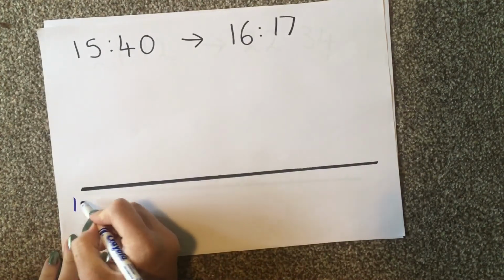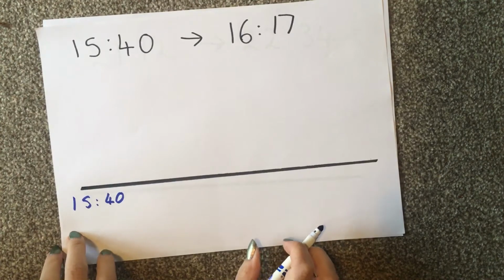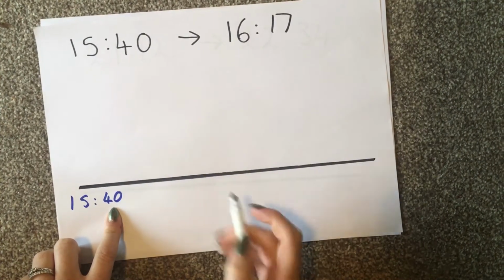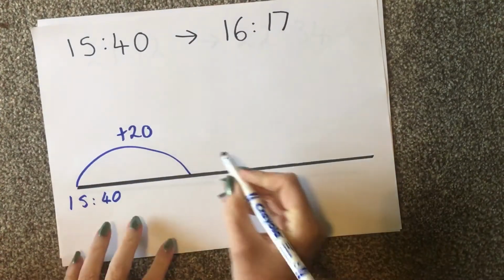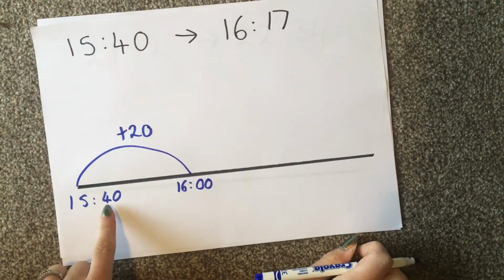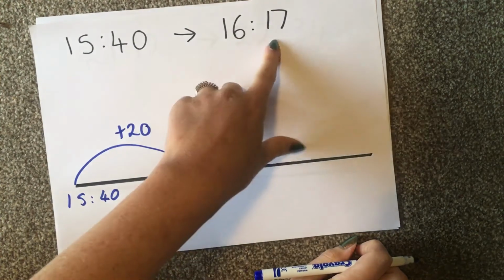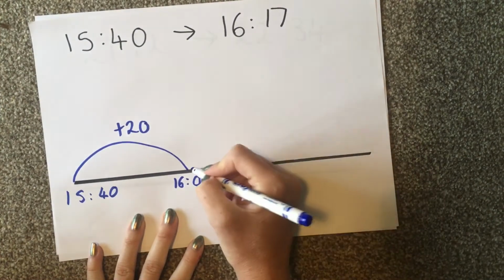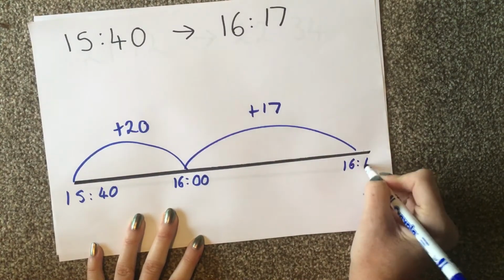Let's look at another example. If I'm starting at 15:40 and I want to get to 16:17, I'm thinking to myself, right, 15:40, that would be the same as 20 to 4. So if I did a jump of 20 minutes, that's taking me to 1600, which is the same as 4 o'clock. Then I need to get from 1600 to 1617. Now I would do that in one nice, easy, big jump of 17 minutes, and it takes me straight there.